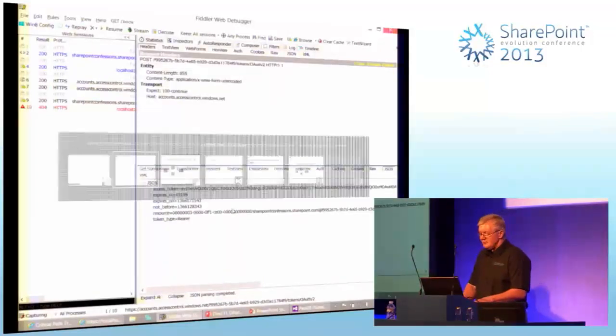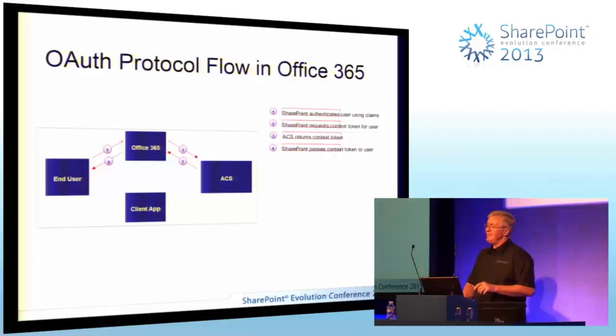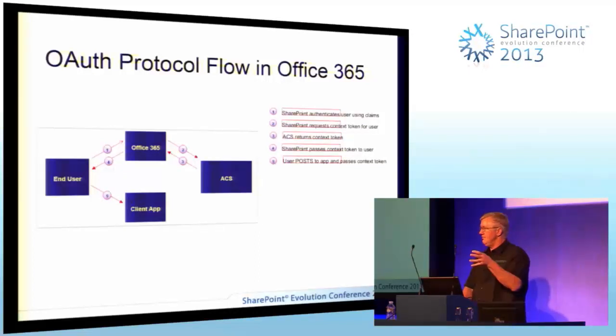Okay, so the dance that's going on is when you click on that app launcher, it posts into your start page and passes the context token as a form variable. And the context token can be taken, and inside of that you can extract the refresh token. Now, if you're working with PHP or some non-SharePoint technology or non-.NET technology, you're going to have to work at a very low level to understand these things.